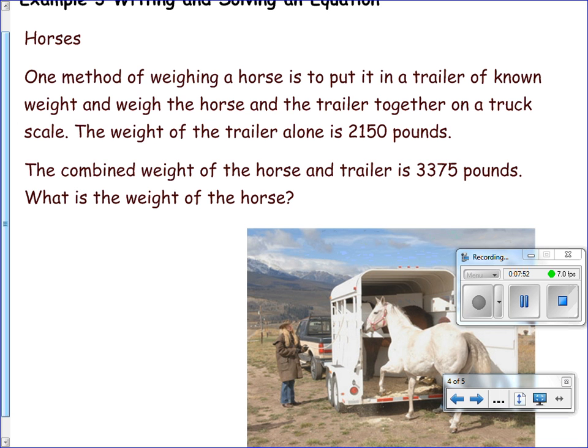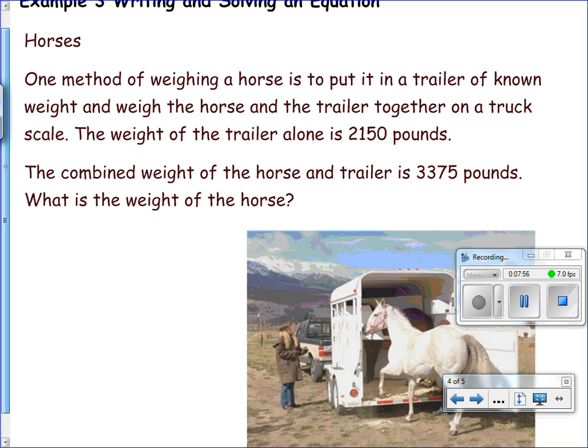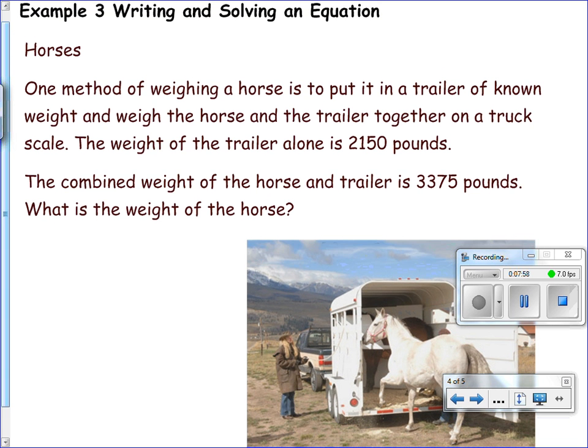Now, when you're given a problem like this, you need to write and solve an equation. I do not want just the answer. You need to show me that in an equation. So what we do know in this word problem is that the combined weight of the horse and trailer is 3,375 pounds, the total weight, the combined weight.